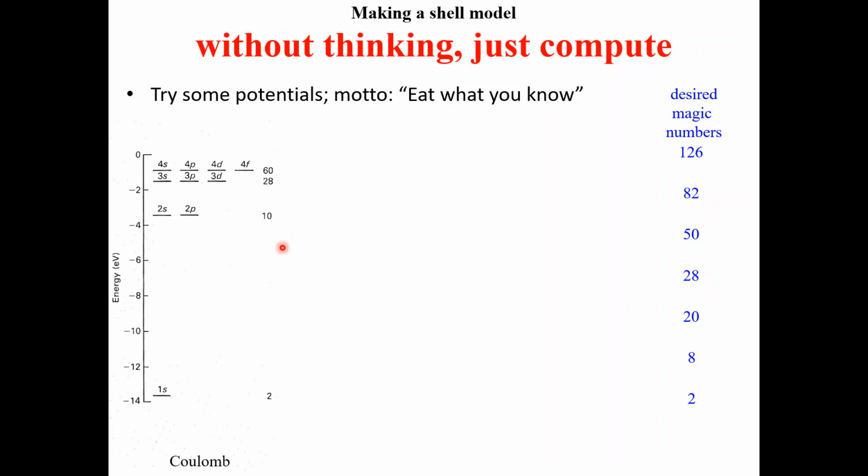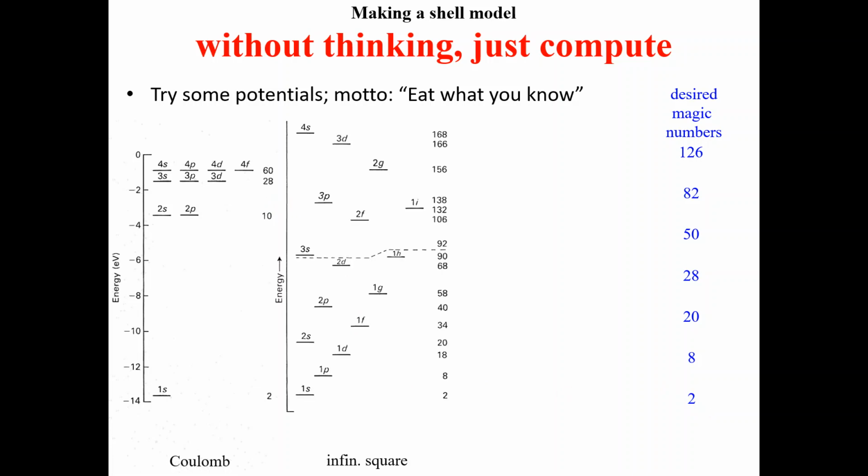You can see it here. We have only one value, 2, that matches the desired magic number. But the other values, 10, 28, and 60, almost all deviate from the desired magic numbers. So when we apply the infinite square potential, and do the calculations, according to our knowledge, without thinking, applying our knowledge.